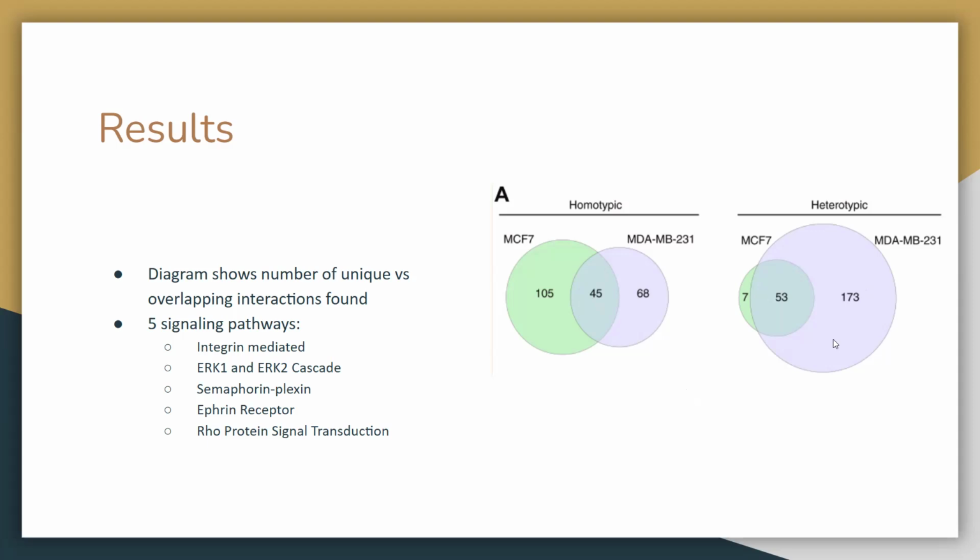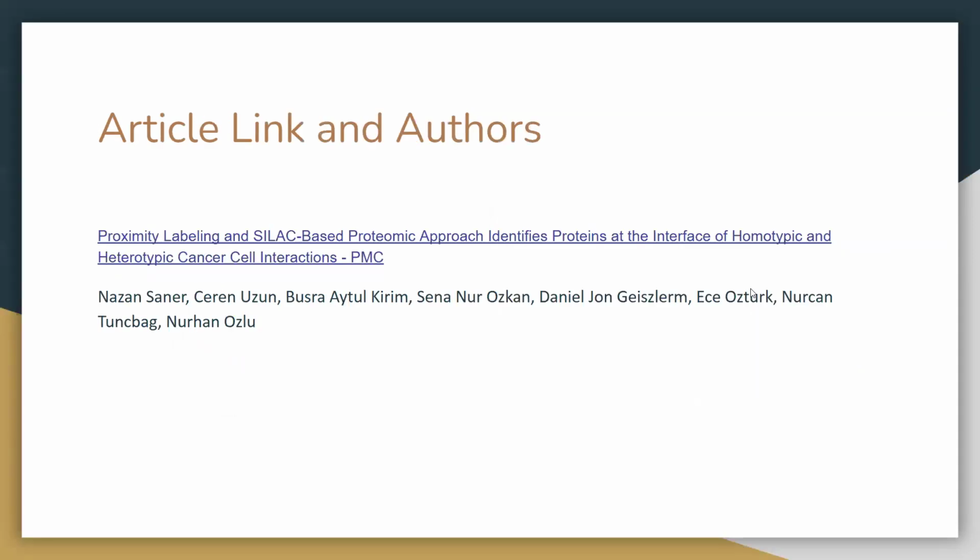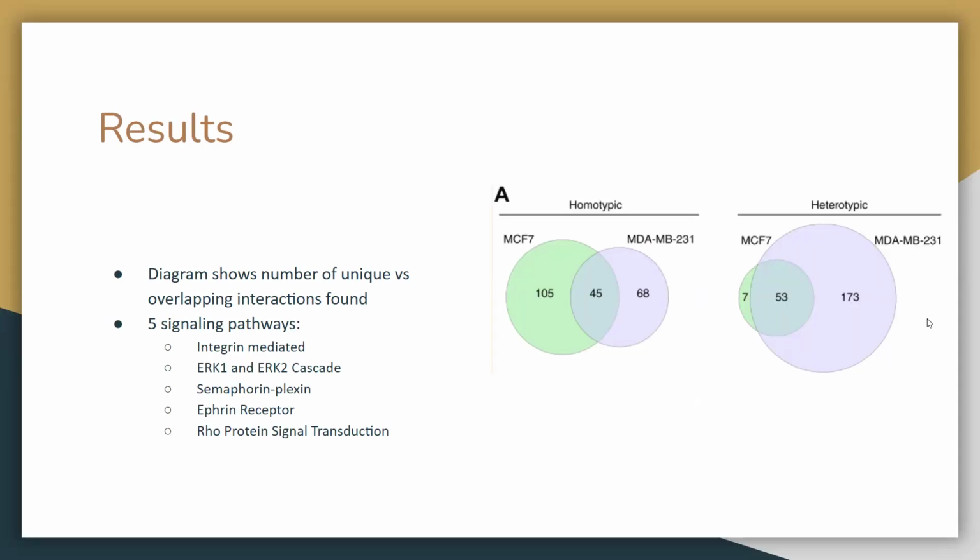When we look at heterotypic, the MCF7 is basically just the MDA-MB-231 in terms of how it interacts, with the vast majority of the interaction between MCF7 being the same as the heterotypic MDA, but the MDA having 173 new interactions that MCF7 did not have.